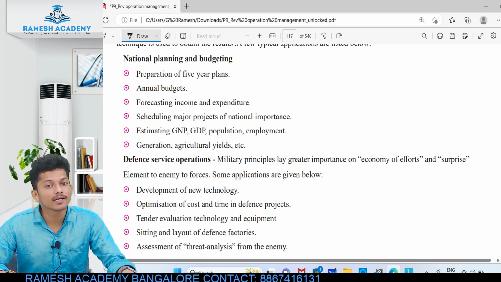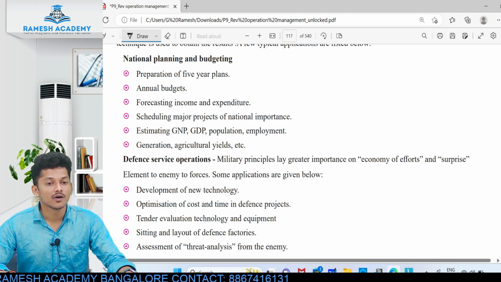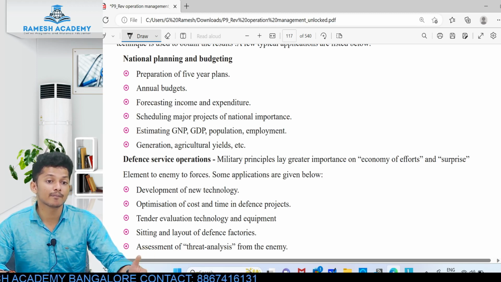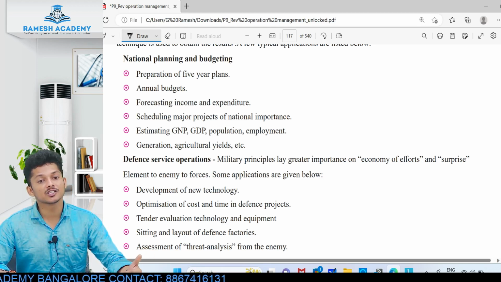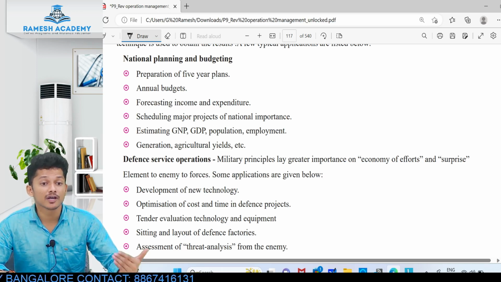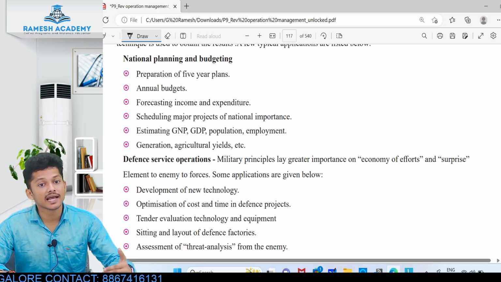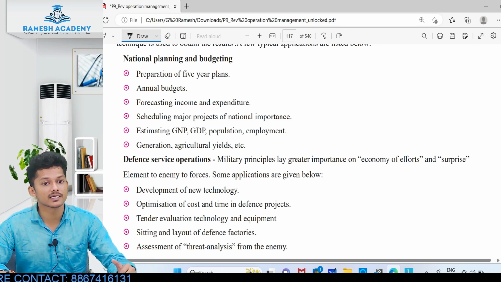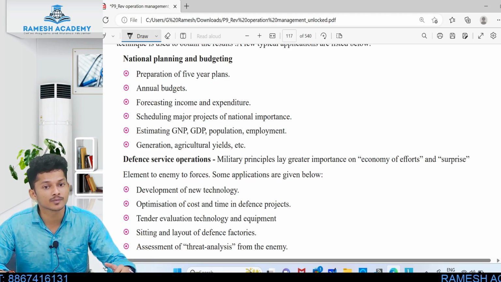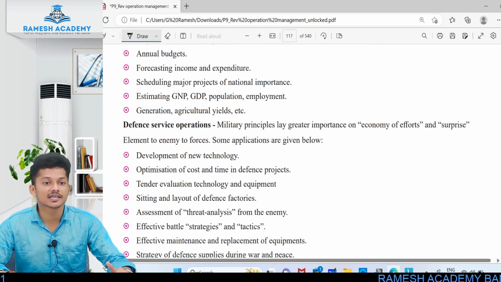And then scheduling major projects of national importance. You might have seen that under the development program, programs and schemes for flyovers and roads have been sanctioned. For national importance, this is how they schedule the major activities. And then estimating GNP growth, that is gross national product, and gross domestic product, population and employment also, and then generations, agriculture yields.